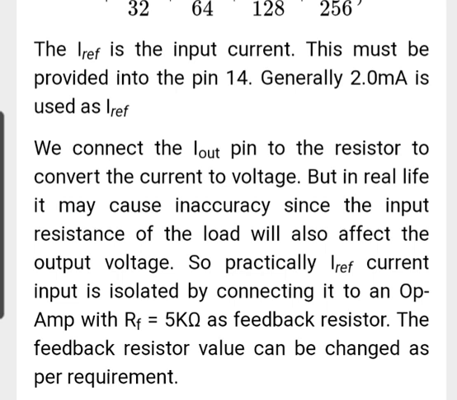So practically, the I reference current input is isolated by connecting it to the op-amp with an R reference of 5 kilo ohm. RF is the feedback resistor, and the feedback resistor value can be changed as per the requirement.